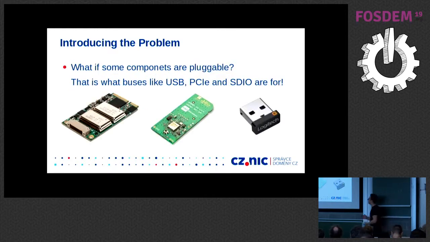Well, what if some components are pluggable? For example, USB is pluggable into each device which supports USB. If you have a router or a Raspberry Pi, you can also plug PCI cards, PCI Express cards in computers, and nowadays SDIO can be used. So you can plug a Wi-Fi card into the slot for SD cards.